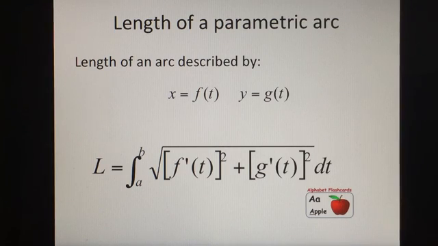Alright, the last formula of this section, we're going to find the length of a parametric arc. So the length of the arc is described by those two parametric equations, and then following that is the formula. This is the integral from a to b of the square root of f prime of t squared plus g prime of t squared dt. Again, a formula you're going to have to remember. So, like I said before, write it down, circle it, highlight it, something you've got to remember. So let's do an example with it.